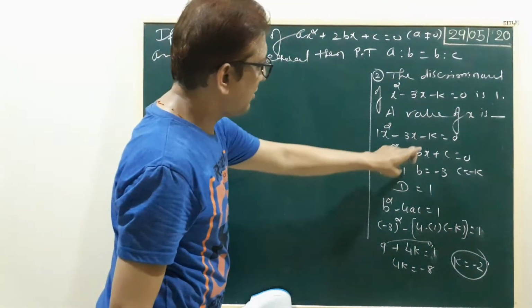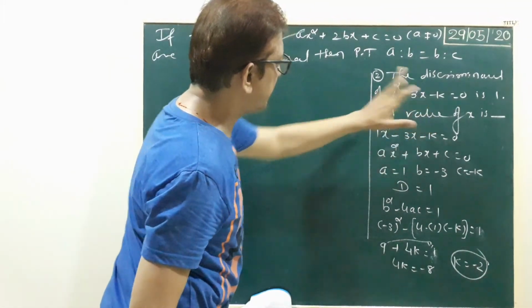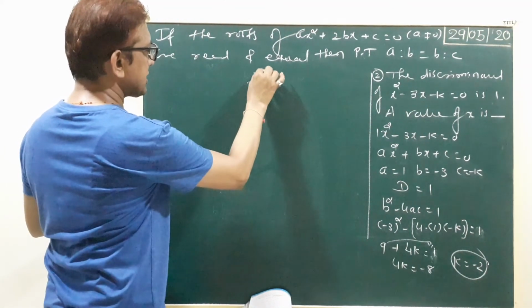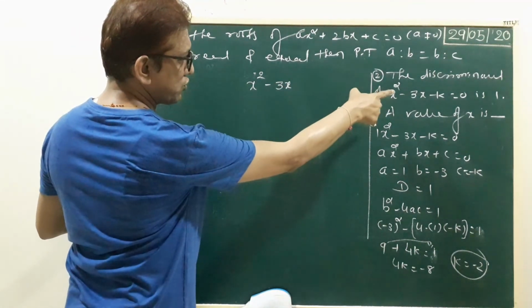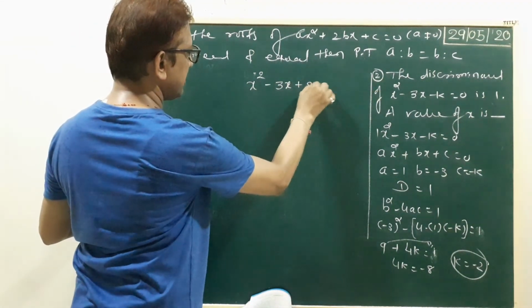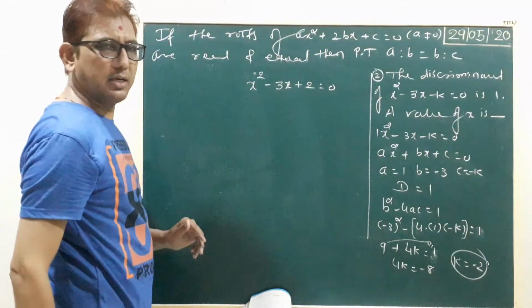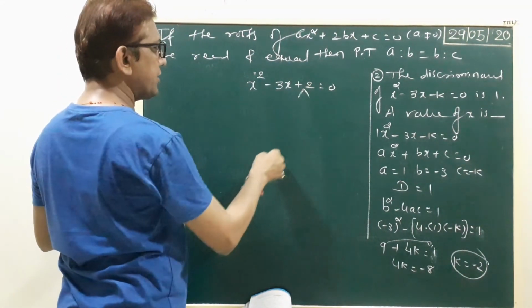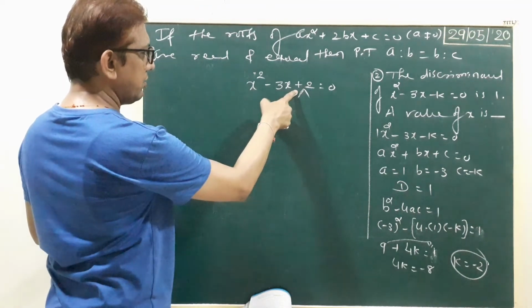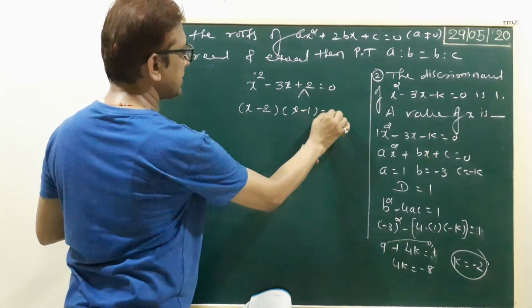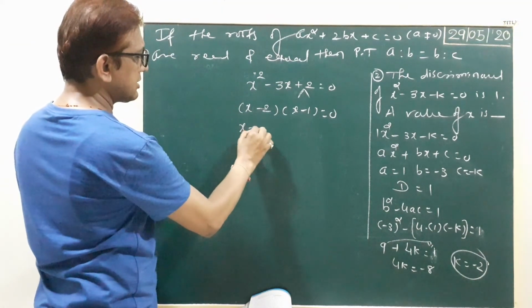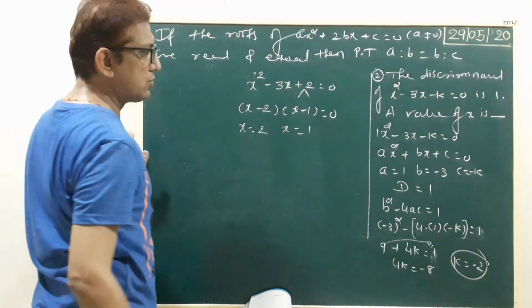Now put k in your question. Our equation is x² − 3x, with k = −2, so minus minus is plus: x² − 3x + 2 = 0. Okay, clear? Now factorize. 2 times 1 is 2, and the last term is positive. We write the answer directly: (x − 2)(x − 1) = 0. Therefore x = 2 and x = 1.